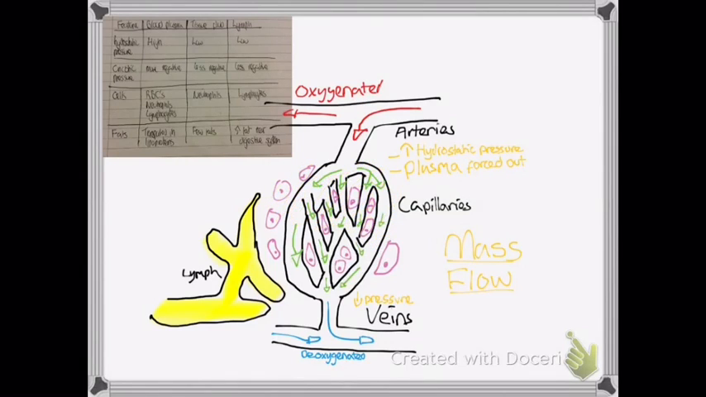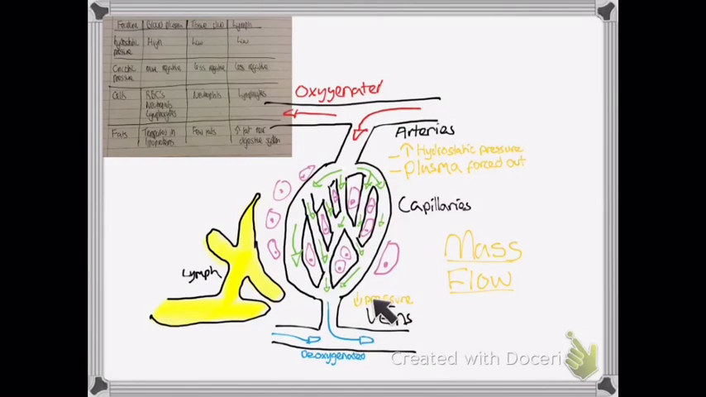Now let's get rid of all the plasma we've drawn there. As we go down to the venule end, we've got a low pressure because we've got our wider veins here, a much lower pressure here.